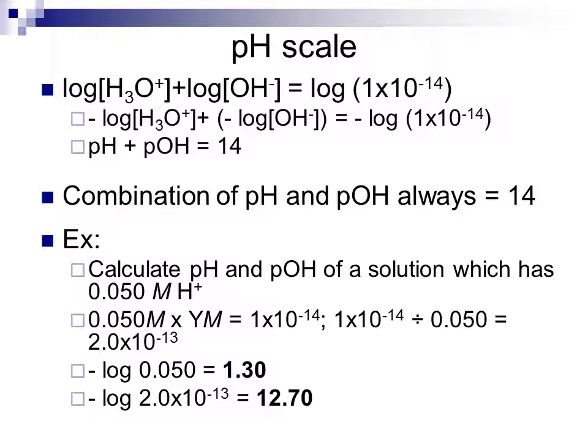Taking the negative log of both of these, the negative log of 0.050 is 1.30. The negative log of 2 times 10 to the minus 13 is 12.7. Adding these two together then gives us 14. So the pH at 1.30 plus the pOH at 12.7 gives us 14.